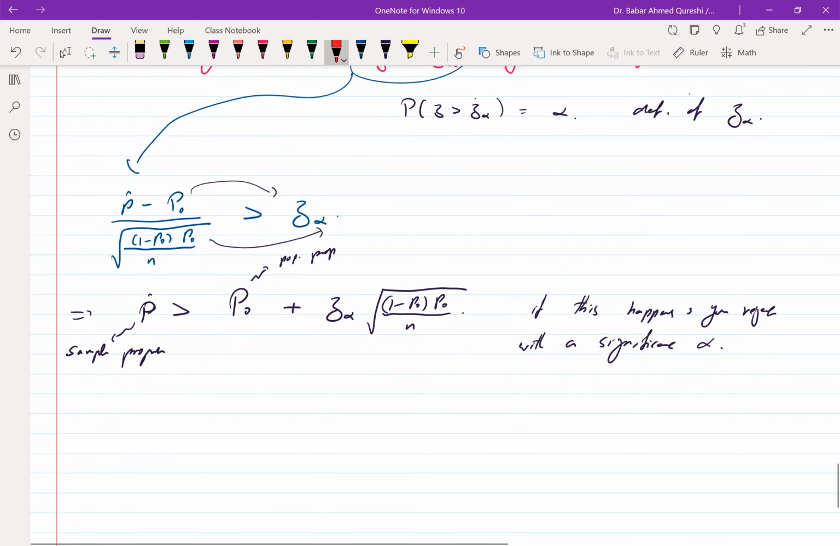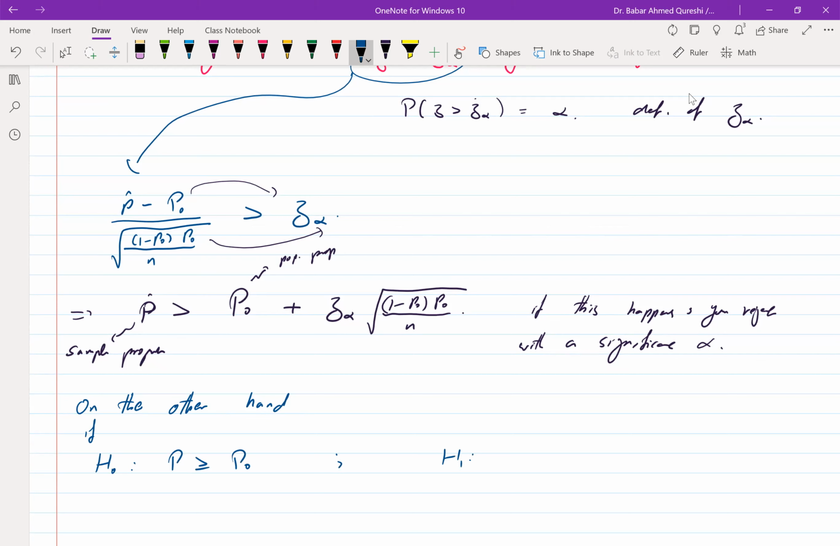On the other hand, if you had that H naught is that the population proportion is bigger than a value, and your alternate is on the other side, that the population proportion is actually less than this claimed value P naught.